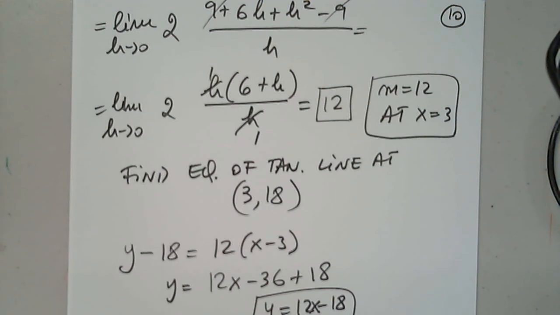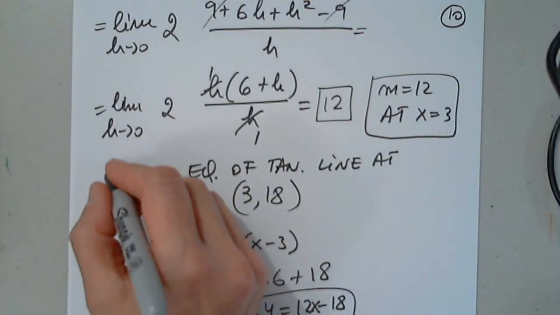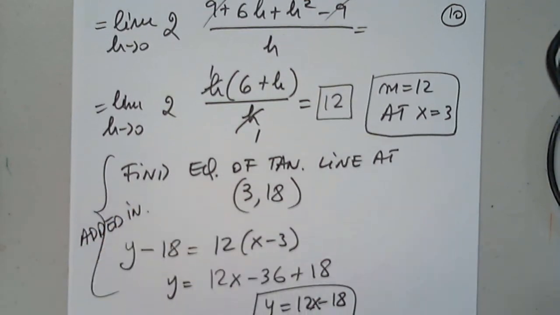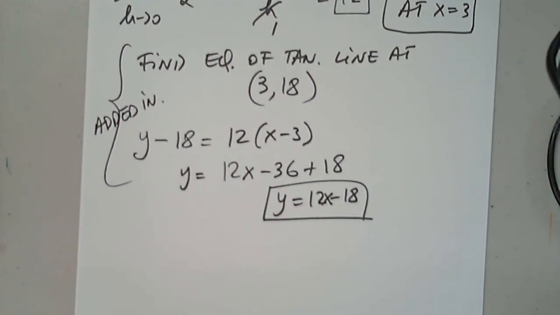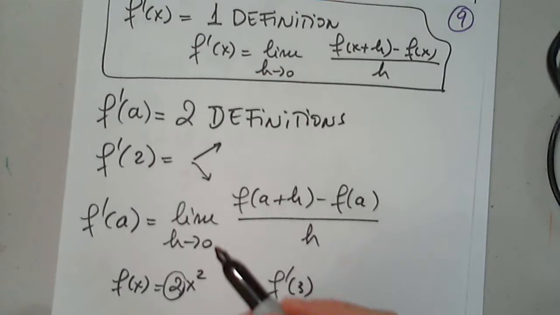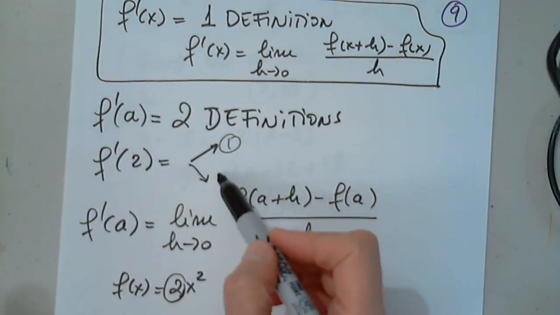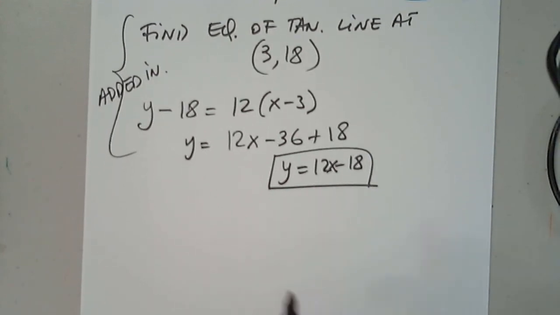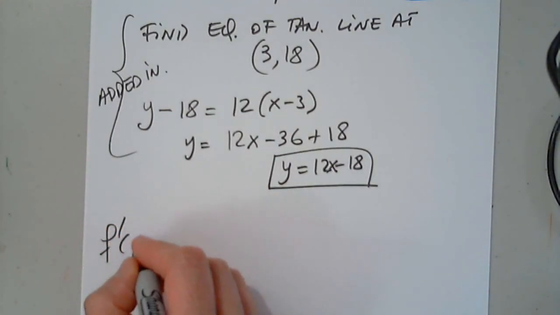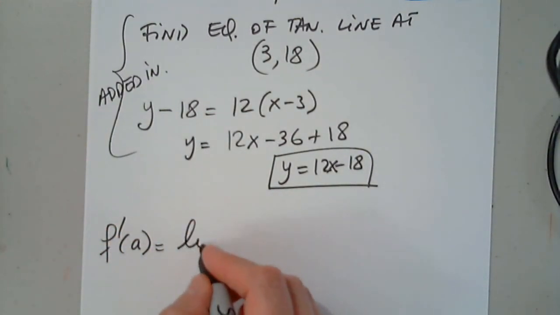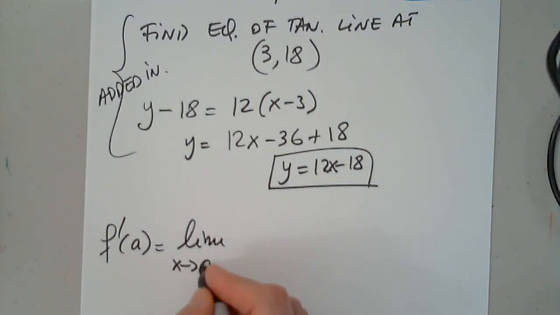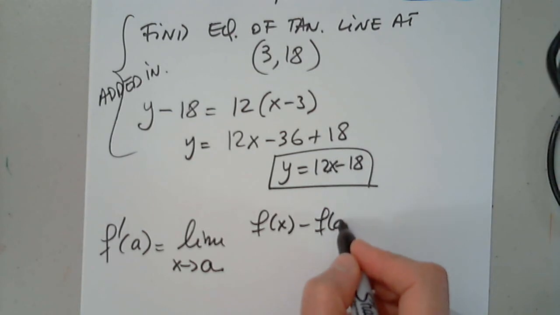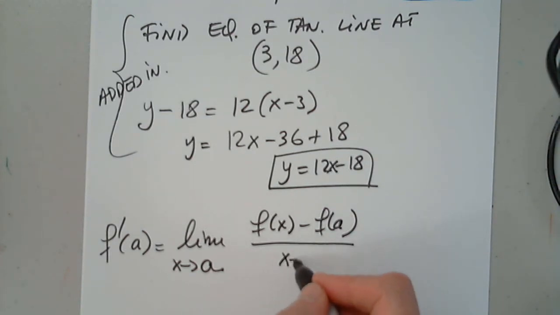If we are asked to do that. This was in addition. Added in. And now the other possibility. So this was number 1, and there is number 2. So the other possibility for f prime of a is the limit as x approaches a of f of x minus f of a divided by x minus a.